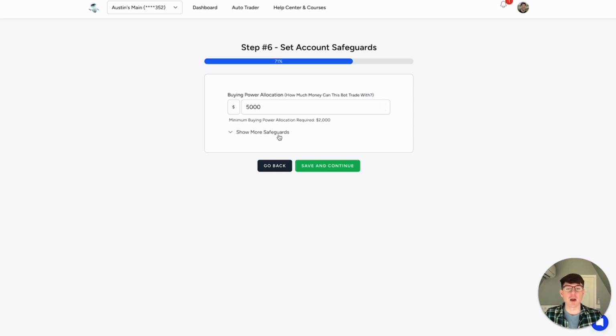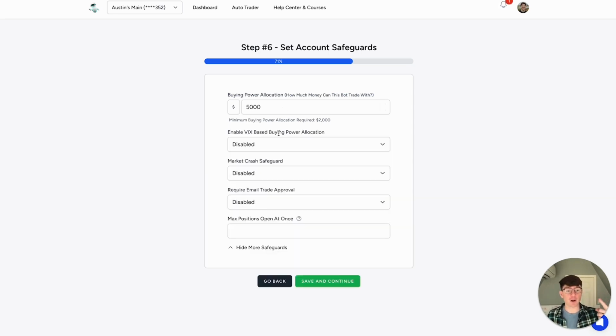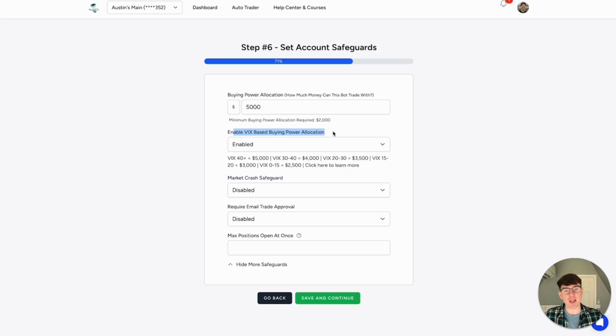So 5,000 here. But remember how I said market crash is very important and volatility risk is very important when it comes to credit spreads? Well, now with just a simple click of a button, I can enable that. So let's say I click enable VIX-based buying power. This means it's going to change how much money the bot is using based on where VIX is. You can see here, if VIX is 40 plus or higher, it's going to use the whole amount. If VIX is lower, meaning I'm at more risk, it's going to use less money. So just like that, I can automatically size my trading based on where VIX is without having to do anything, because the bot will do it for me. And that's just one click.